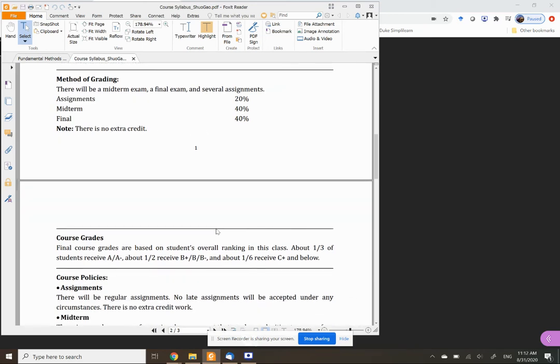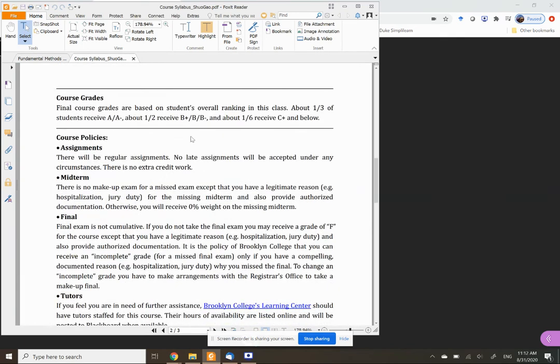For the grading part also, in the previous courses about 1/3 of the students got A level, one half got B level, and the rest of them got C level. This is my standard grading method.